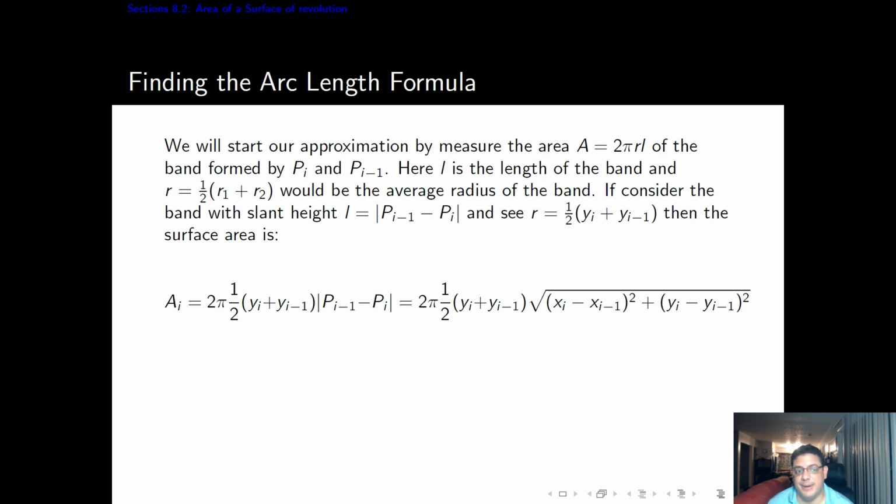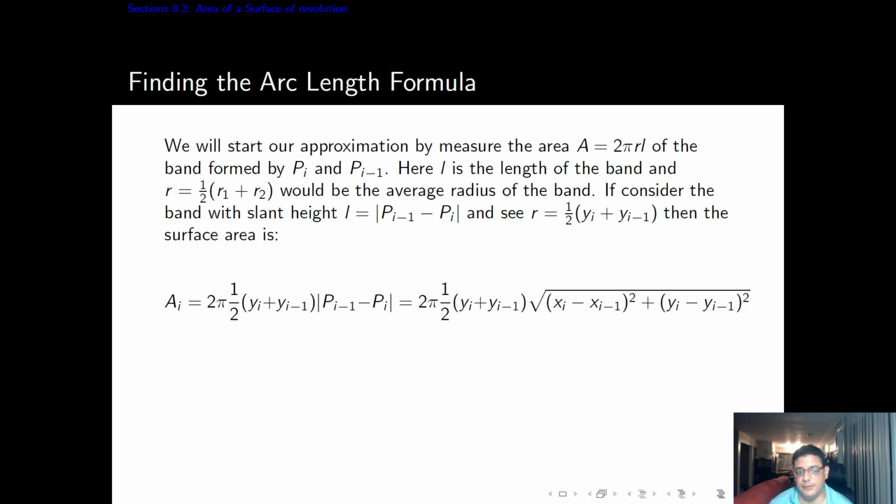The measure of that band is going to be like the surface area of a cylinder, so it's going to be 2 pi r times L. Notice that 2 pi r is essentially the length of the circle, and then we're multiplying by L, which is the length of the band. Of course, if L is the length of the band, we can consider r to be some sort of average between the two different radii that we obtain for the band.